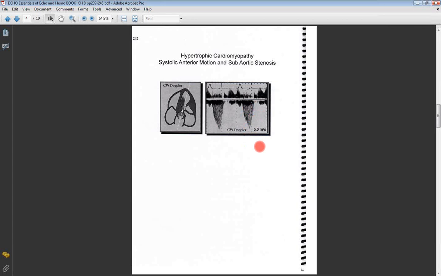The valve is not stenotic. That's what you need to understand. You do not have a stenotic aortic valve. You have a subaortic stenosis.